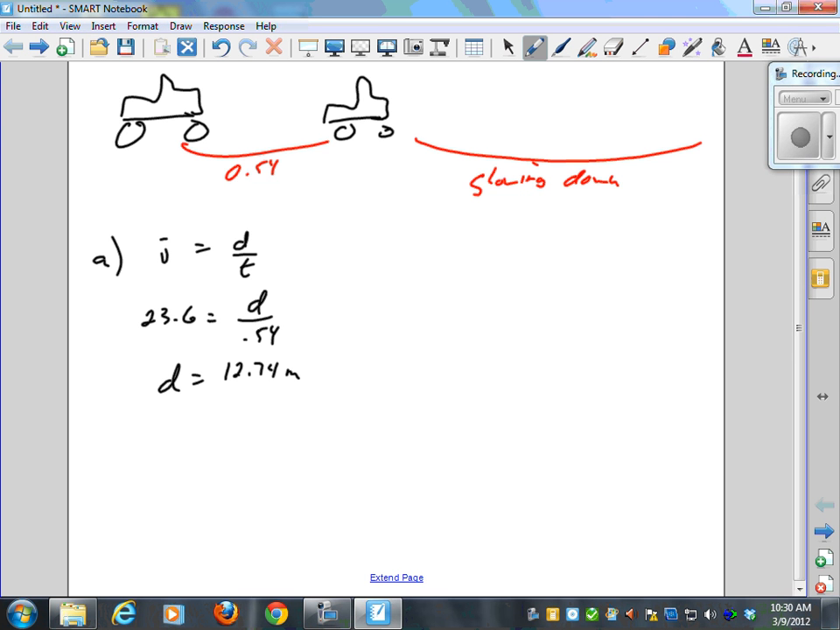Part B asks, how long will it take the car to stop once the brakes are applied, provided the car stops just before the obstruction? So the first thing you need to do is figure out what this distance here is. And that's fairly obvious. D2 is going to be the 198 minus 12.74, which is 185.26.